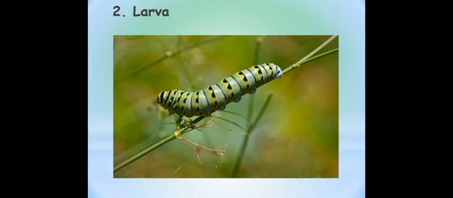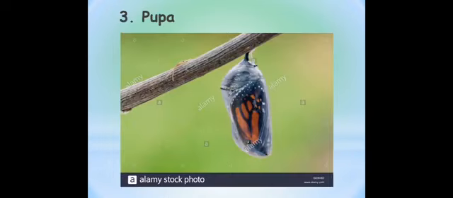Second stage is larva. You can see a butterfly larva here. Third stage is pupa. Here, the pupa is hanging on a stick. It is spending an inactive stage inside a cocoon. Here, the larva turns into an adult butterfly.